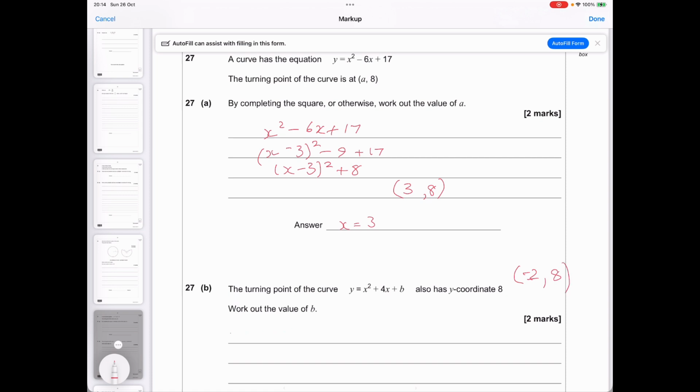So we'll actually start off by doing x squared plus 4x plus b, and then we'll make it (x plus 2) squared, and then we're going to have to go minus 4 plus b, and that means that we know that minus 4 plus b equals 8. So in order to find out what b is, we add 4 to both sides, and we find out that b equals 12. So that is the value of b.